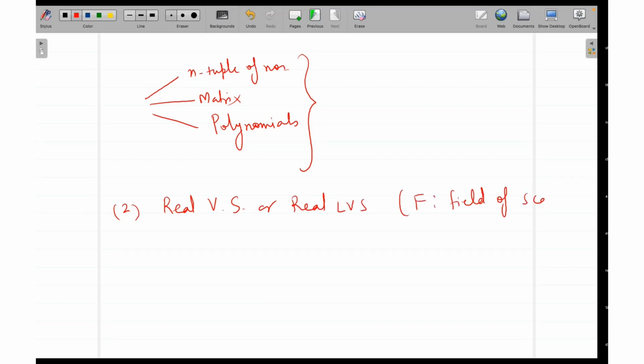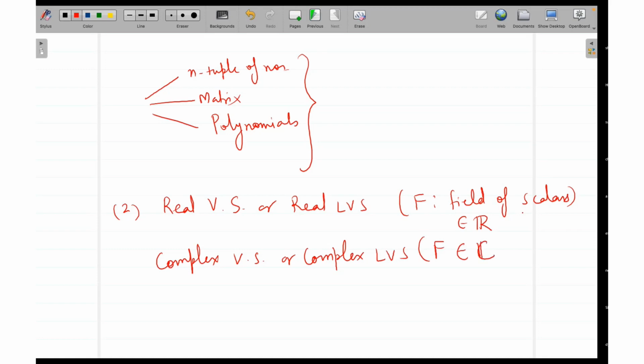If the scalars we are talking about are real, so if the field of scalars belongs only to a real space, we call it a real vector space. Correspondingly, a complex linear vector space is nothing but where the field belongs to complex numbers. So can anybody tell me whether quantum mechanics belongs to a real linear vector space or a complex linear vector space?